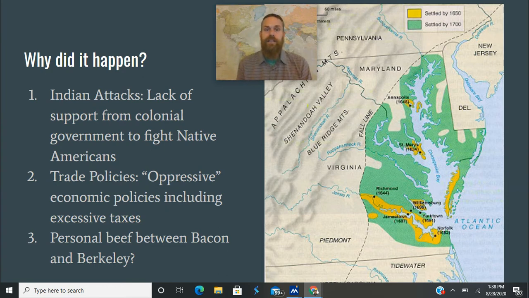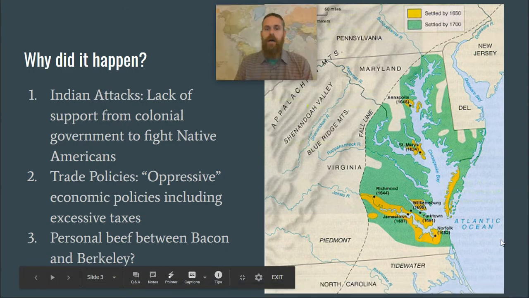Trade policies were seen by the Western farmers, those backcountry frontiersmen, to be oppressive. They were benefiting only the wealthy elite who had already established their position in wealth and society. And so that was seen as a reason for rebelling. And then finally, there are historians who suggest that Nathaniel Bacon, who himself was an elite, had a beef with Governor Berkeley, that this was personal, and that he wanted to run the colony in a different way. Okay, so why does it matter?